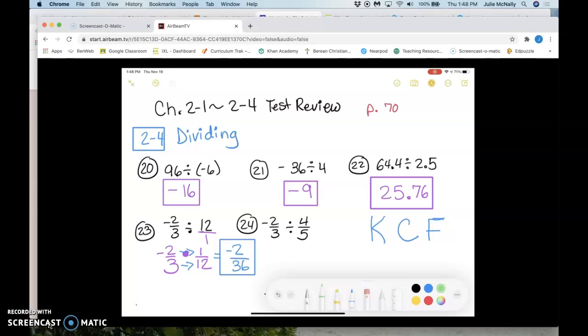Maybe not. Keep the first fraction the same. Change the what? Yes. And flip what? The second fraction. Then I just multiply the top numbers. Don't leave. Negative 10 over 12 is correct. We made it. Let me know if you have any questions.